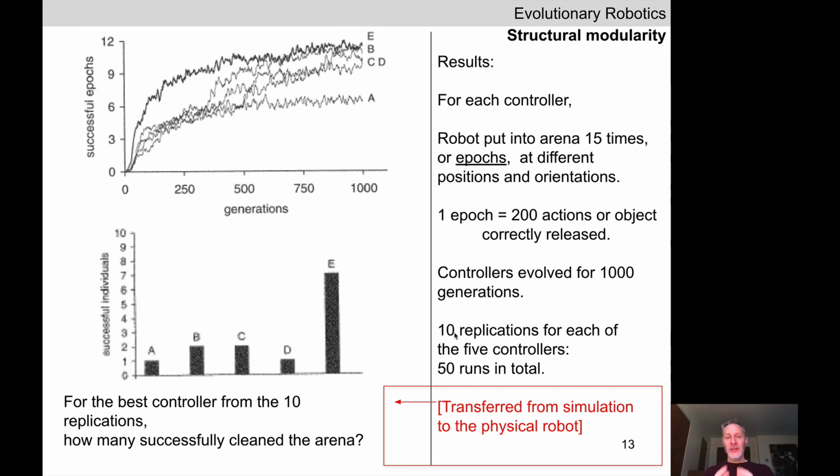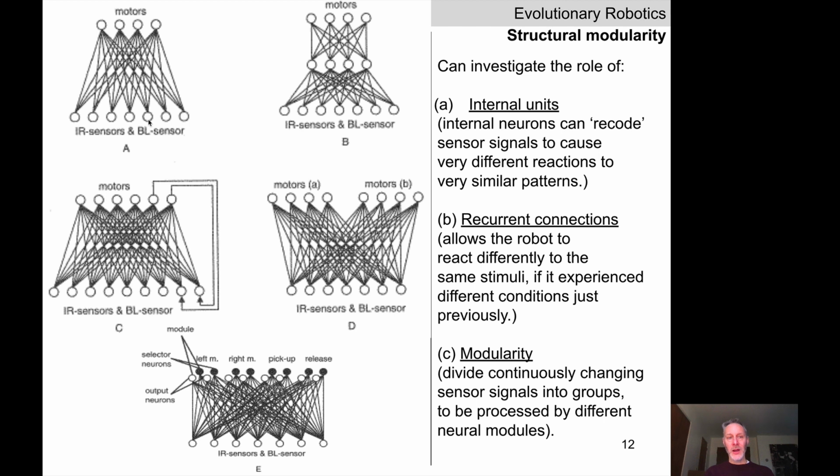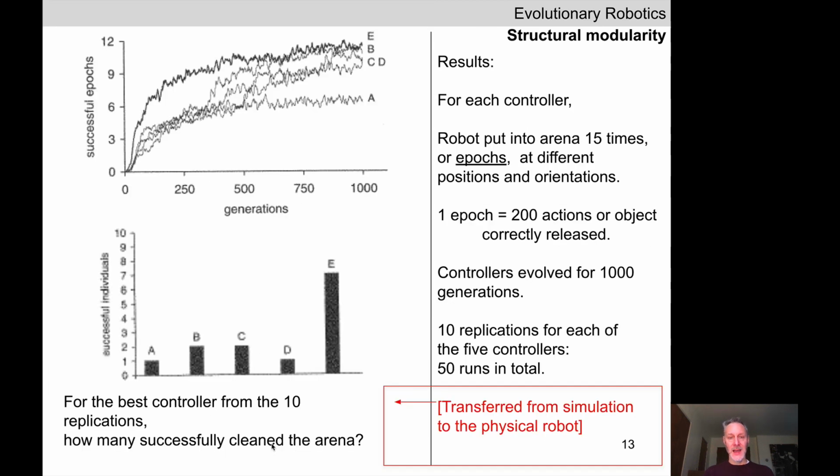Okay, so that gives us 10 champions. If they run evolution 10 times with experiment A, at the end of each of those runs, they pluck out of the evolved population the set of synaptic weights that enabled the robot to do the best. They take the best evolved brain out of each of those 10 trials, which gives 10 champions for A, 10 champions for B, 10 champions for C, D, and E.